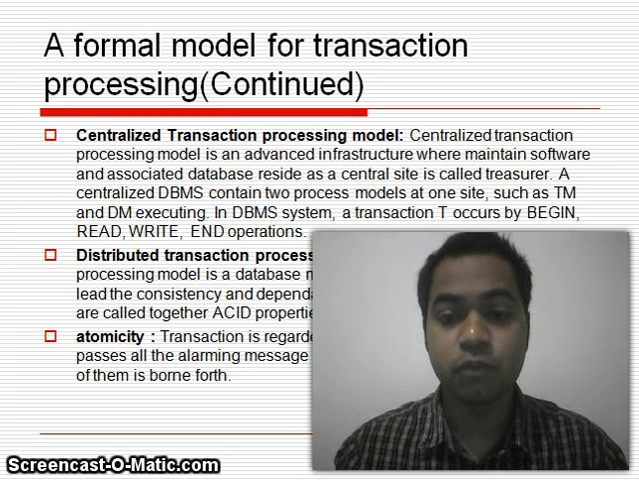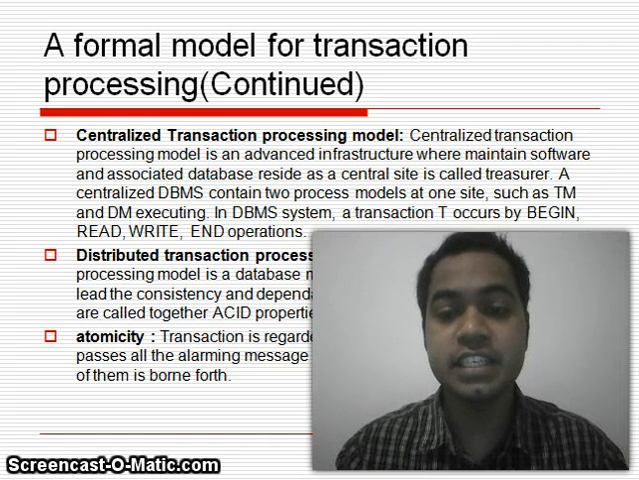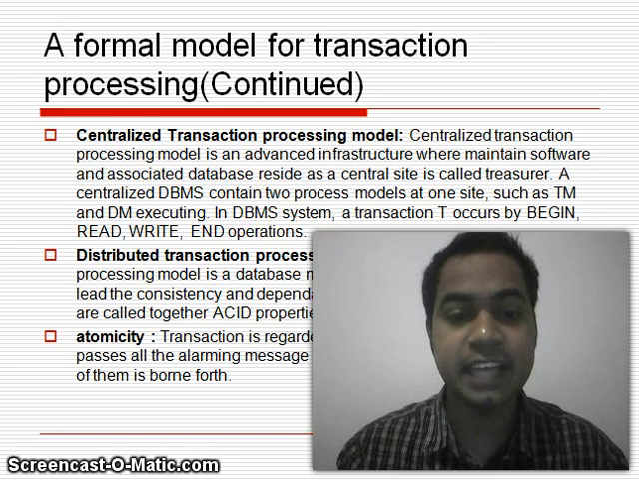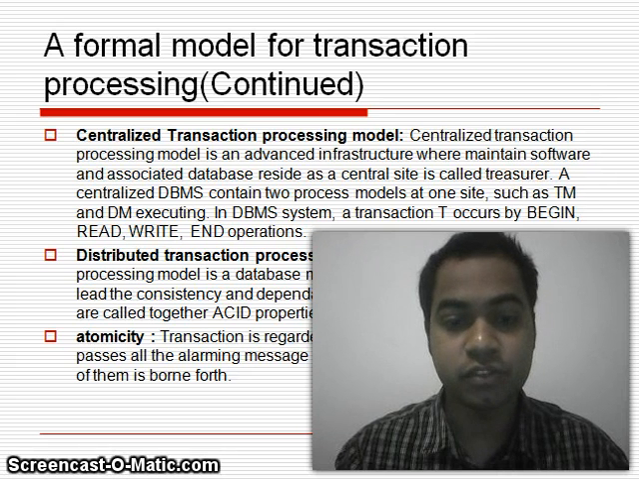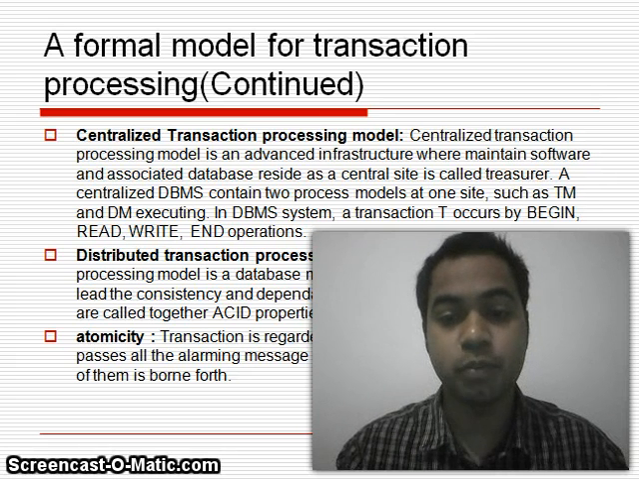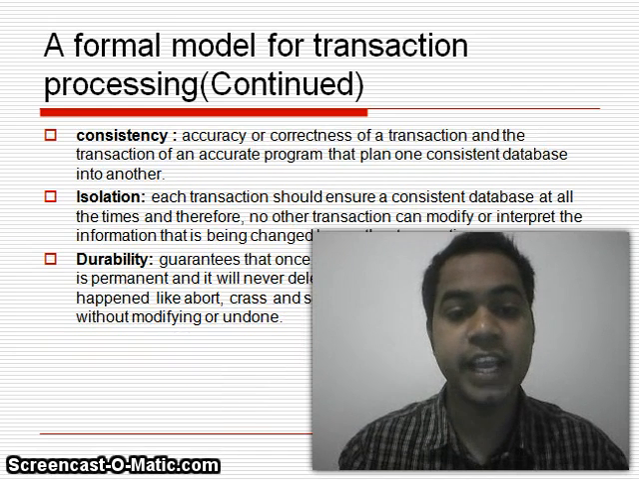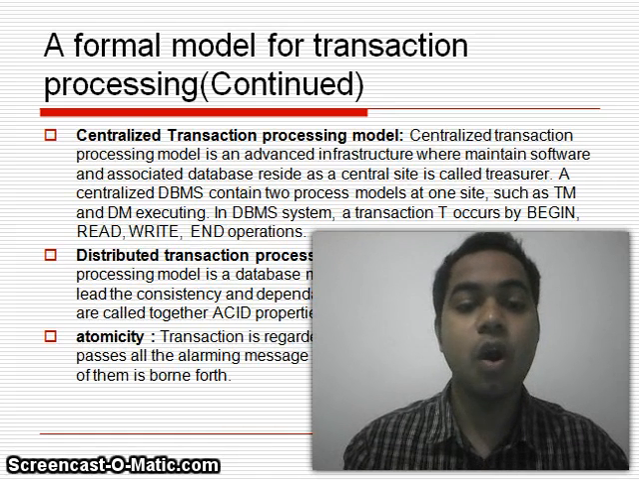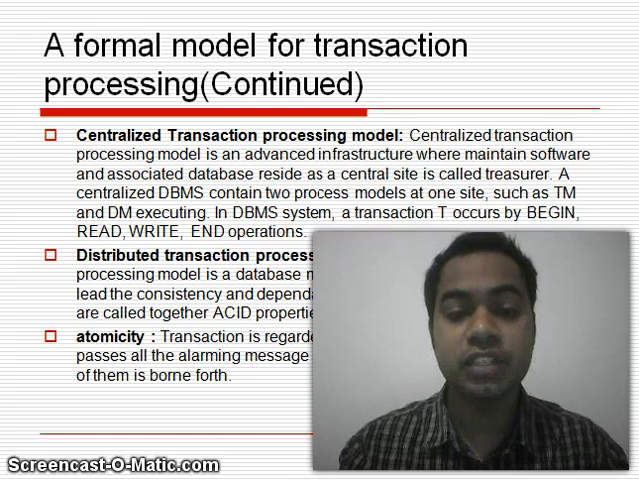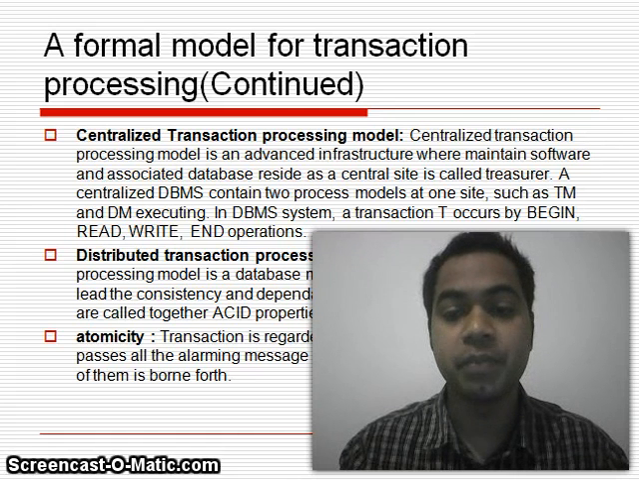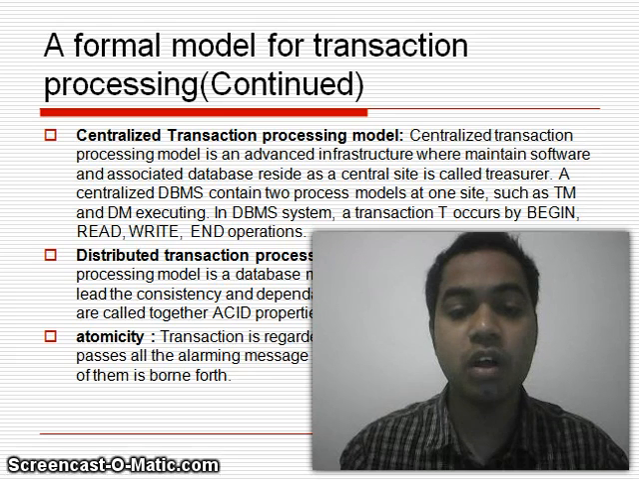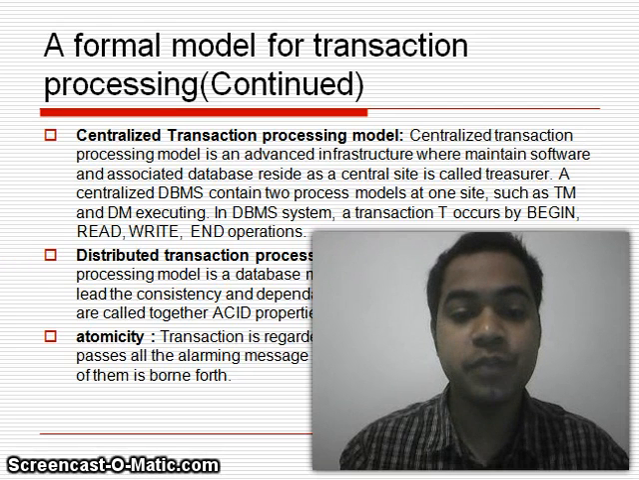Distributed transaction processing model. A distributed transaction processing model is a database model that has four properties that lead to the consistency and dependability of the distributed database. Together they are called ACID properties: atomicity, consistency, isolation and durability. So what is atomicity? The transaction is regarded as a unit of process, and all its operations are either finished completely or none of them are.